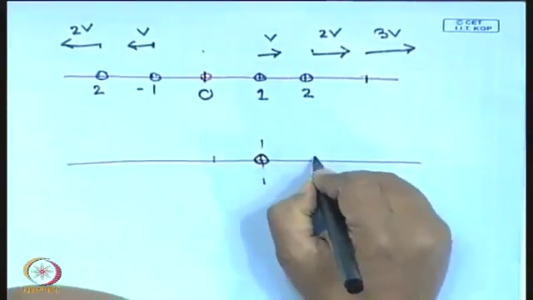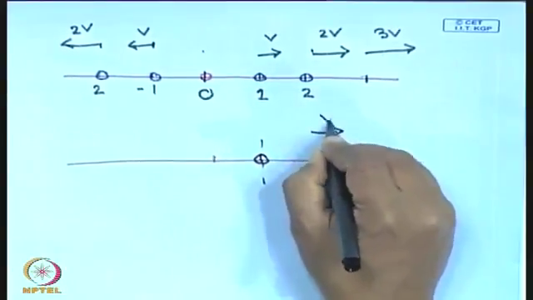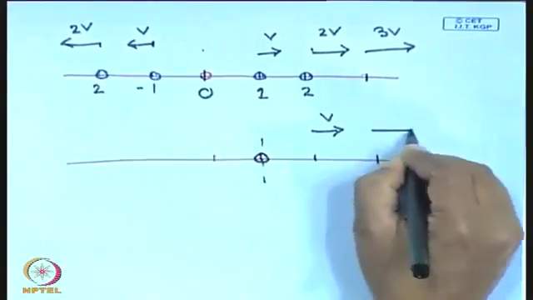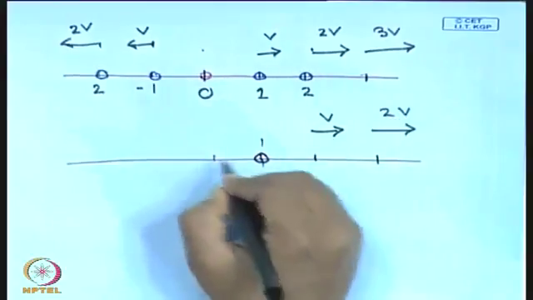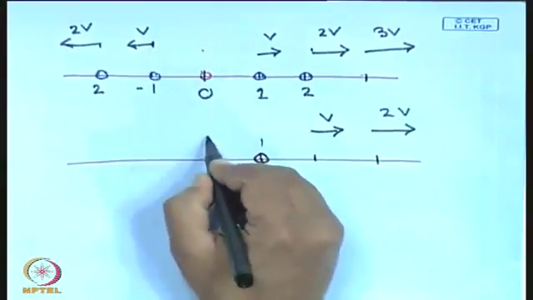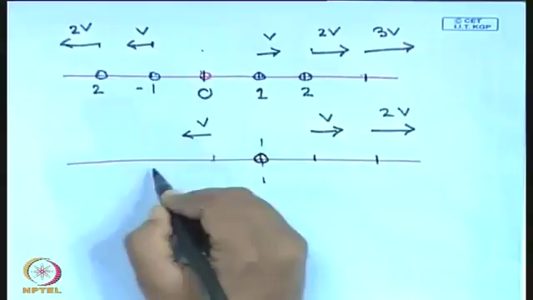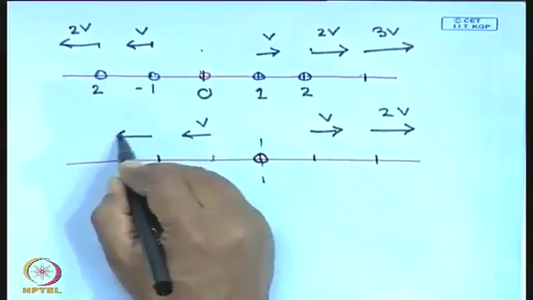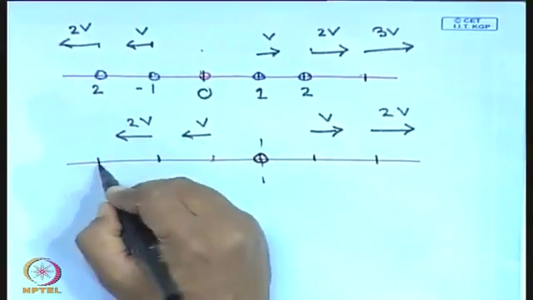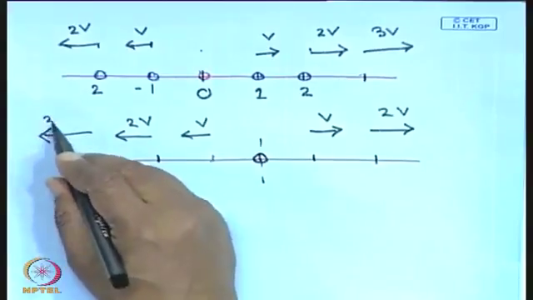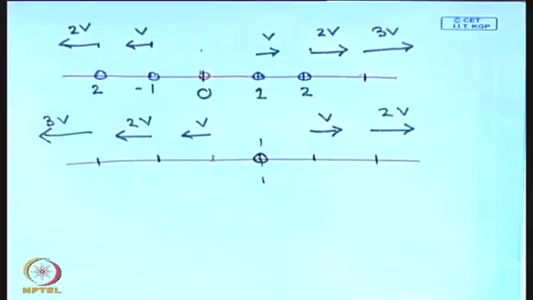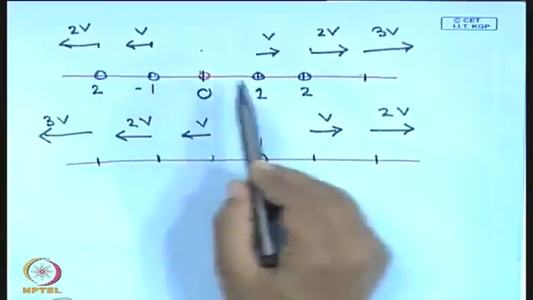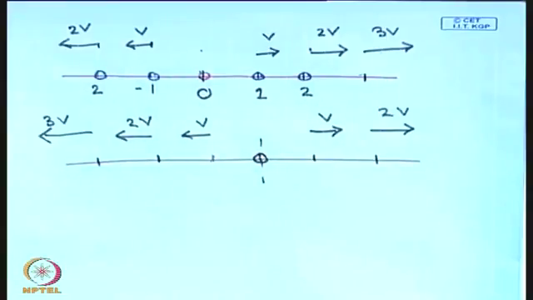This observer will be moving with speed v, this will be moving with speed 2v, the original observer will be moving away with speed v, this will be moving with speed 2v, this will be moving away with speed 3v. So, irrespective of which galaxy you sit on, you will see exactly the same Hubble law of expansion. I hope it is clear.